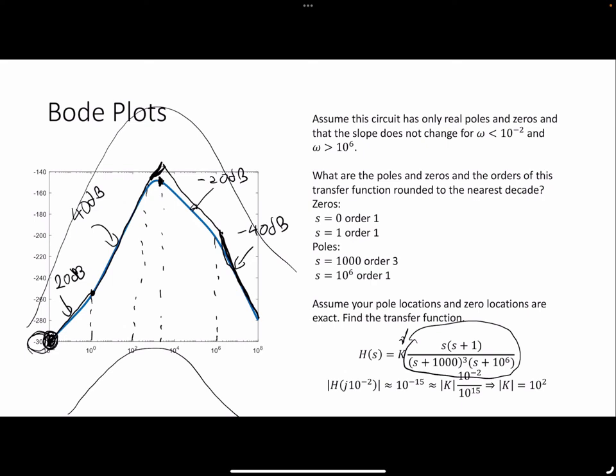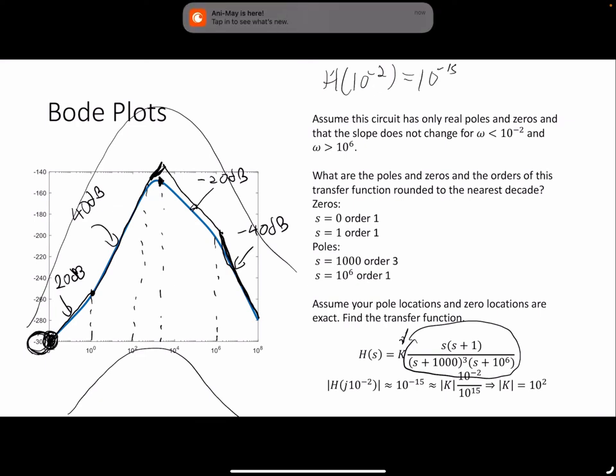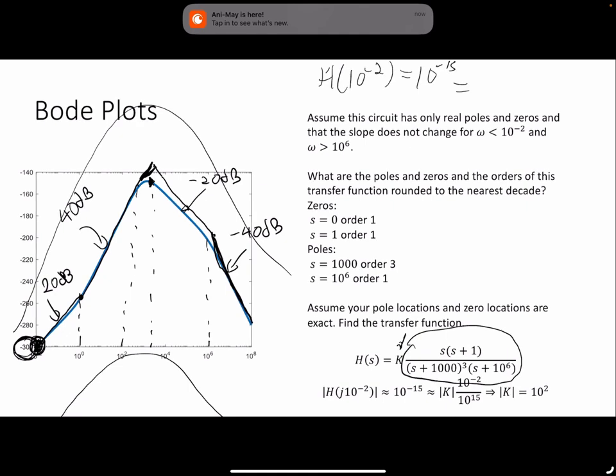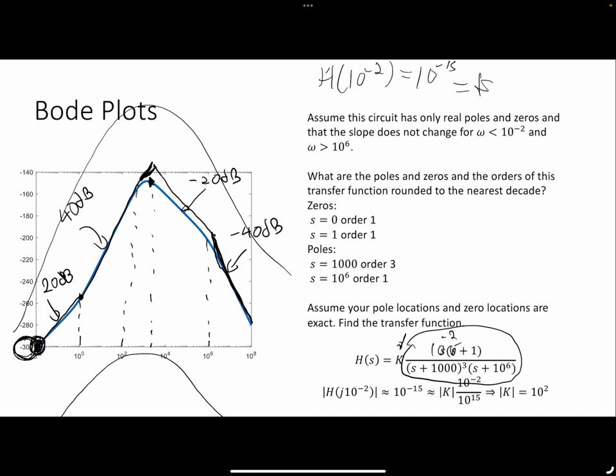So we just basically say h of 10 to the negative 2 has to be equal to 10 to the negative 15, which is what we read from the graph. And that allows us to figure out what k is, because we can just plug in 10 to the negative 2 and then make both sides match to figure out k. Does that make sense?